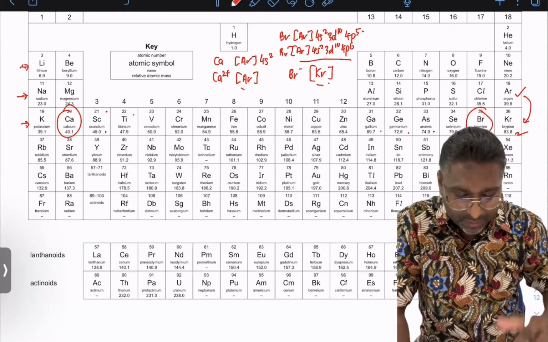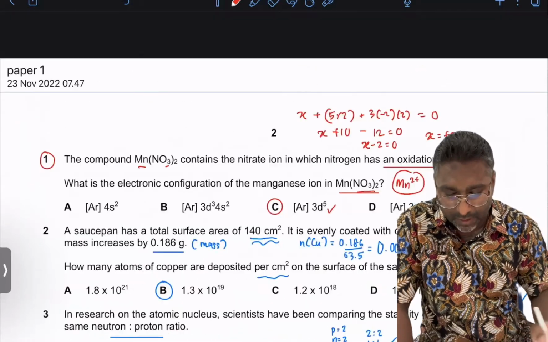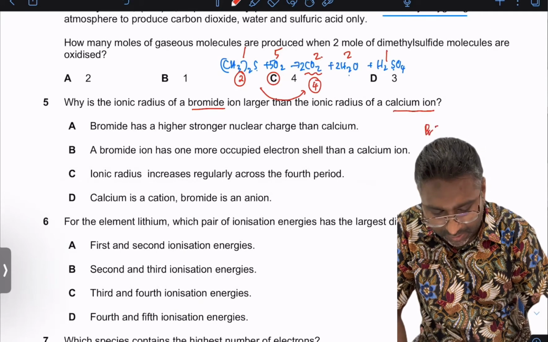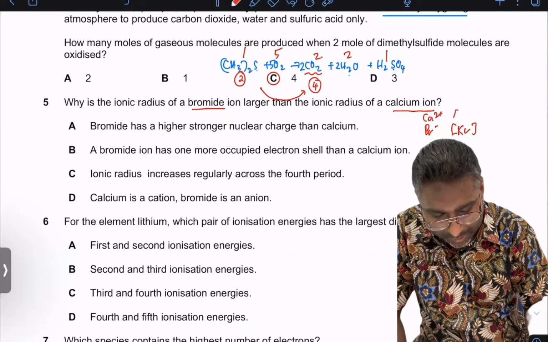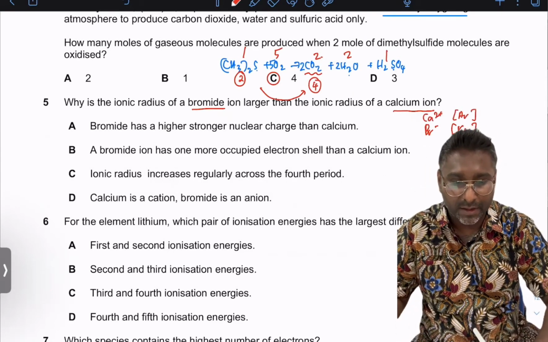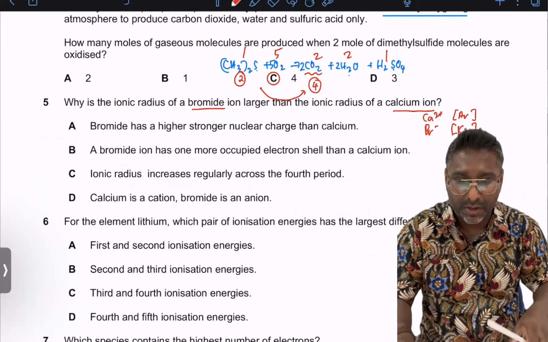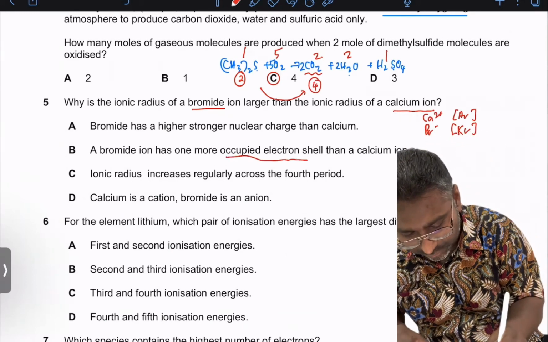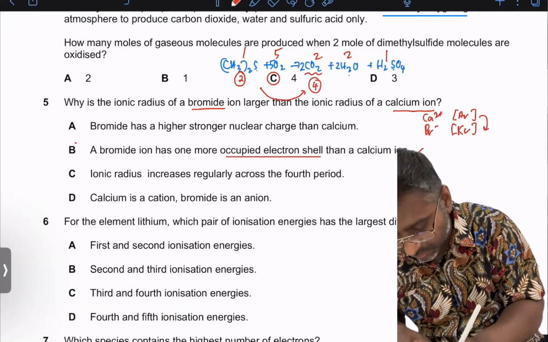So basically using that, we will try to answer this question over here. They ask why the ionic radius of bromide ion, Br minus, which is krypton, is larger than that of Ca2 plus, which is argon. To answer that question, quite simple. The answer is because a bromide ion has 1 more occupied electron shell, 1 shell extra, than the calcium ion. So that's going to be the answer.